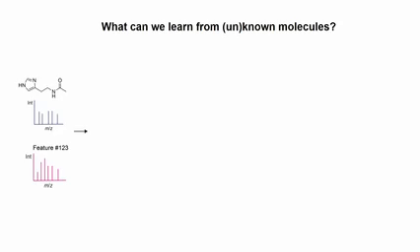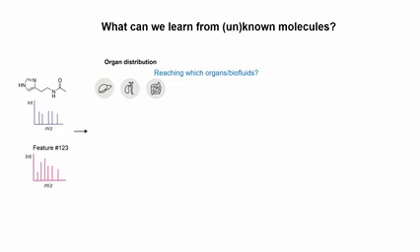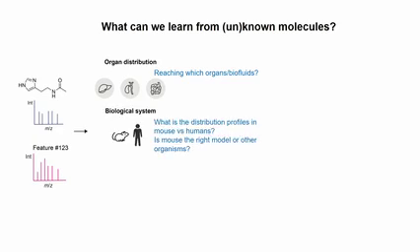And then you start with the MSMS spectrum of this molecule. And then you might be interested to know what is the organ distribution of this particular molecule, or which organ it is found in. You might also want to evaluate the distribution of this molecule in mice versus human, for example. Or you might want to know if the mice model or a pig model would be more adapted to study your particular molecule of interest.